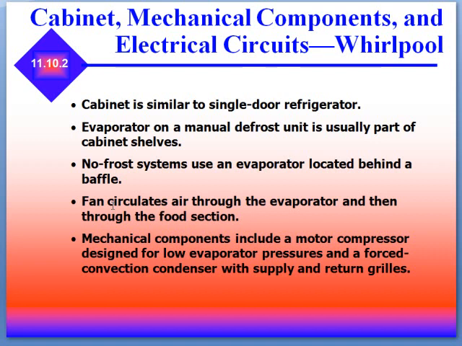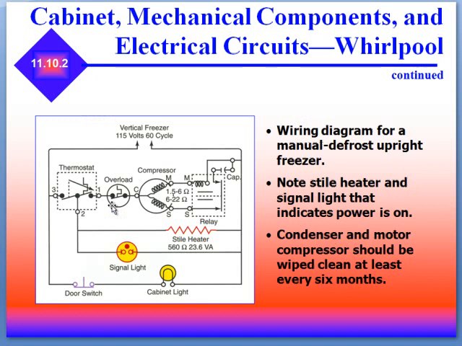The mechanical components, again, in this Whirlpool model, include a motor compressor designed for low evaporator pressure and a forced convection condenser with supply and return grills. The Whirlpool freezer refrigerator also uses a wiring diagram such as this one. Notice there are very few differences and a lot fewer components. There's a heater and a signal light that indicates that power is on. The condenser, motor, and compressor should be wiped clean at least every 6 months.